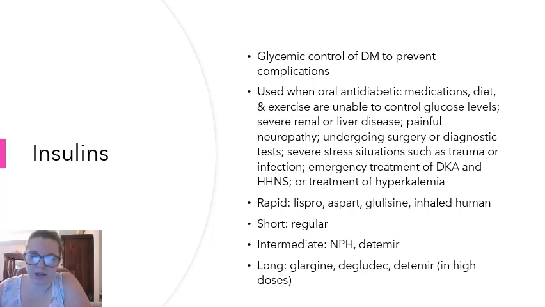Your intermediate are going to be your NPH and Detemir, which are going to be more of those ones that they'll take once in the evening or twice a day. And then your long-acting insulin are going to be your Glargine and Degludec, which I've not ever seen that one. But in high doses, Detemir can be considered long-acting as well. So these, again, will be that once a day or maybe twice a day.